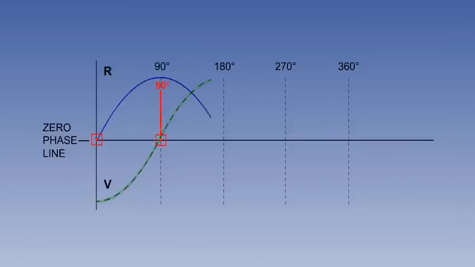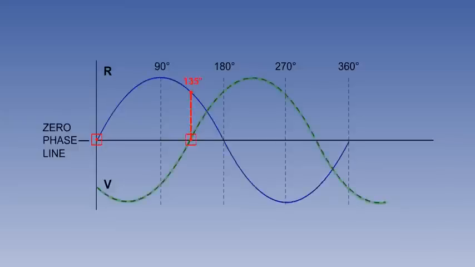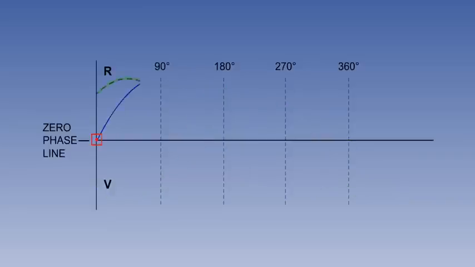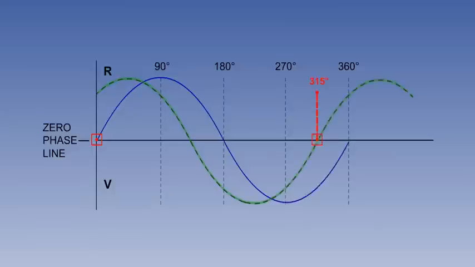In this example, we see that the variable wave is at 90 degrees phase difference from the reference wave, or put another way, it is 90 degrees out of phase. In this example, the variable wave is at 135 degrees phase difference, and in this example, it is 315 degrees phase difference.